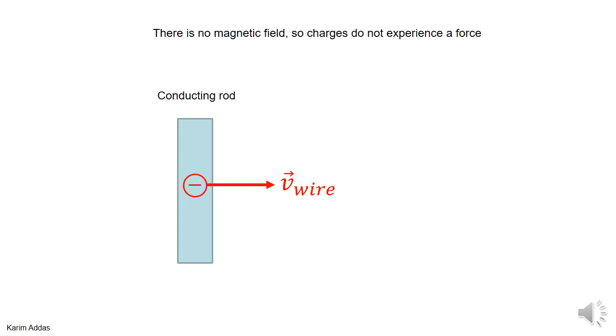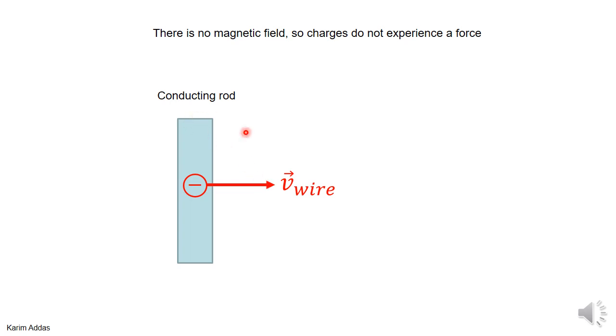So in this part we want to see what happens when we put a conducting rod in a region with a magnetic field. First, let's see what happens when there's no magnetic field. You just have a conducting rod moving with a velocity v, and here I'm imagining one of the free charges inside the rod. Of course, it's going to be moving with the same velocity as the rod. They're all moving with a certain velocity v.